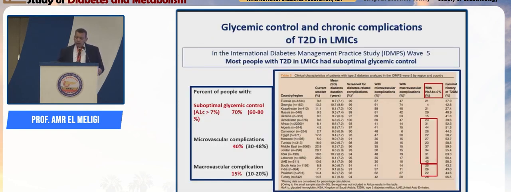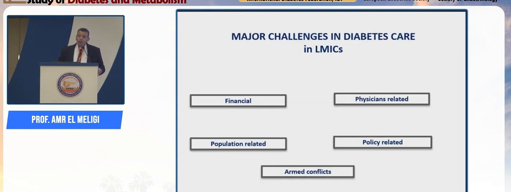This study, which is the International Diabetes Management Program in 22 low and middle income countries in different regions of the world, found that more than 70% of people with diabetes have uncontrolled diabetes, their A1C above 7%. What are the major challenges in diabetes care in low and middle income countries?